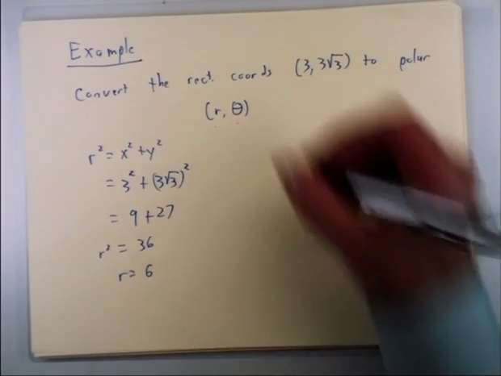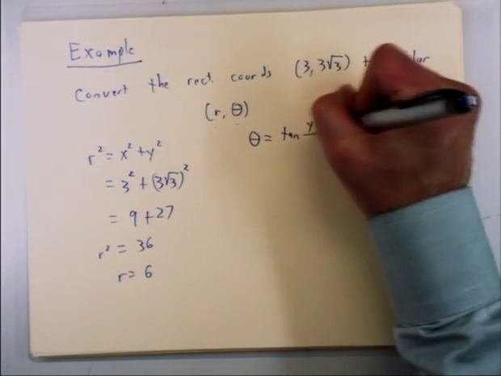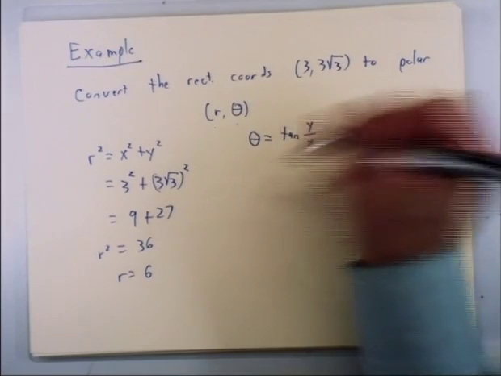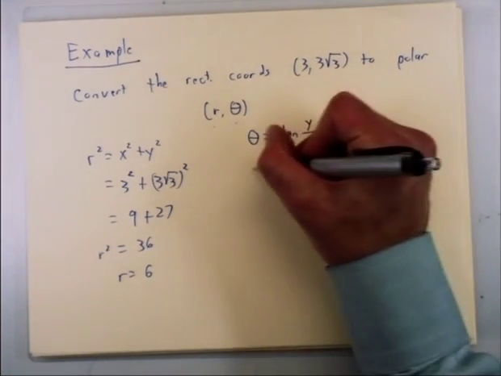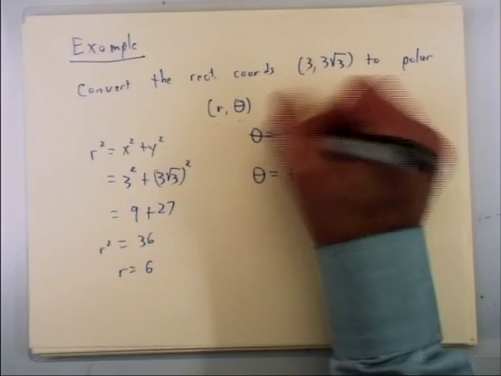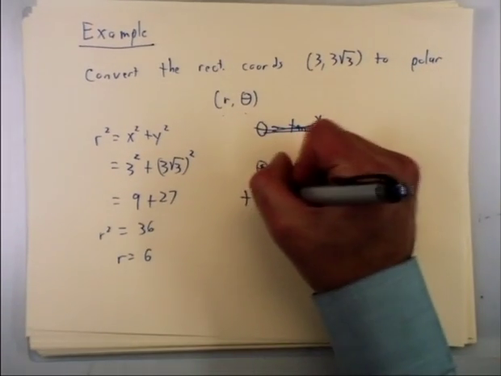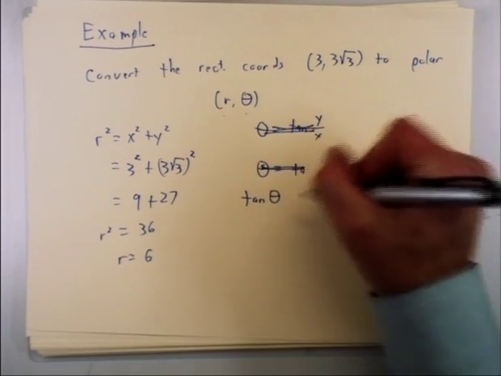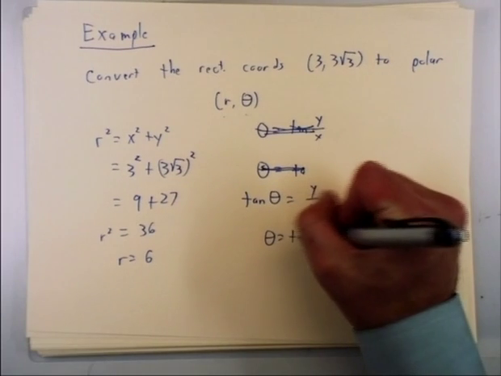How do we find theta? Well, remember we know that theta is the tangent of y over x. We know y, we know x, we should be able to find this. Theta is, sorry, shocking how often I write this backwards after all these years. We know, more correctly, the tangent of theta equals y over x, and therefore theta is the inverse tangent of y over x.